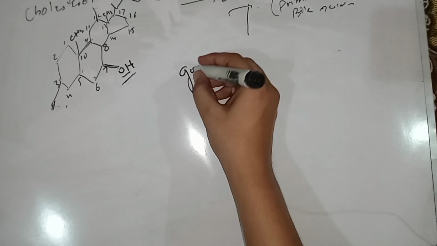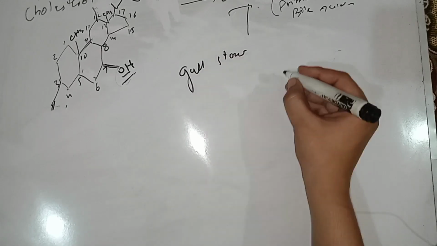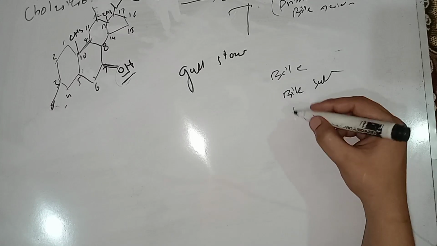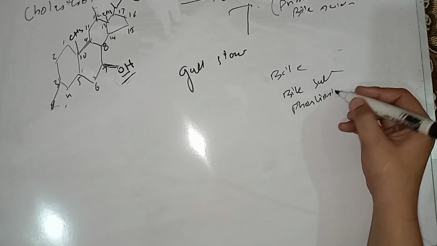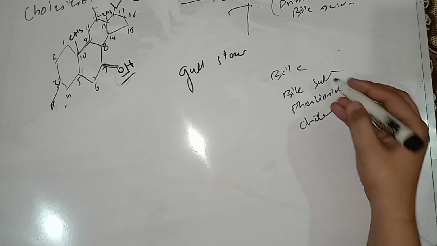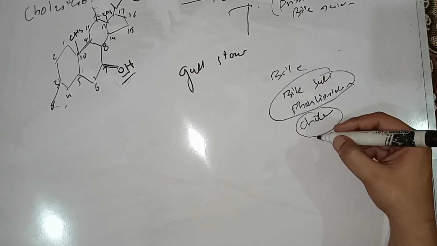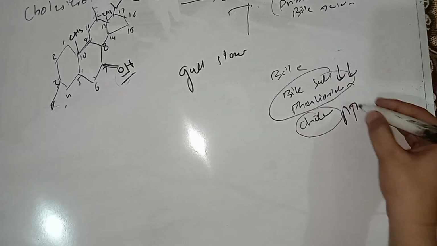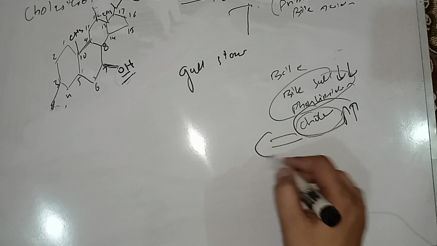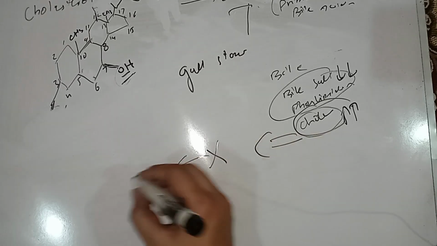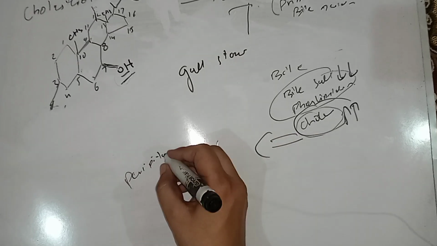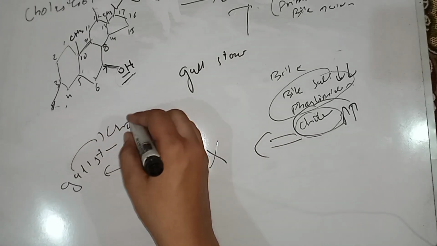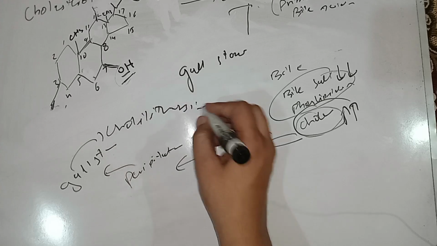Another thing we should know about is gallstones. What are gallstones? We discussed that bile contains bile salts, phospholipids, and cholesterol. These two amphipathic compounds solubilize cholesterol. So if cholesterol content increases or their content decreases, then cholesterol will not be solubilized, and it will form precipitates which lead to the formation of stones called gallstones, and this condition is called cholelithiasis.